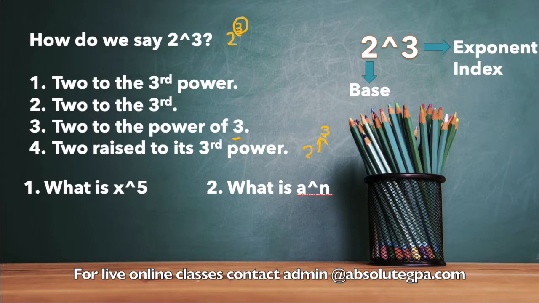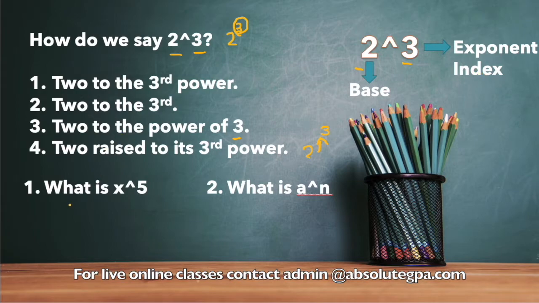Because 3 is on the top. So 2 raised to its third power. In this expression, 2 exponent 3, 2 is called the base and 3 is the exponent, or we can call it index.